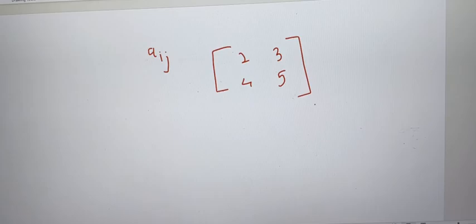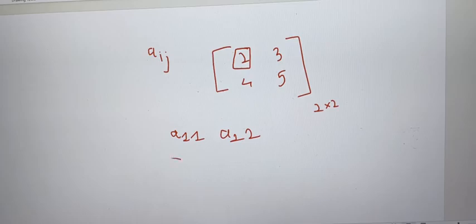Here I have 2 rows and 2 columns. Now if I have to represent this element in a general form, I can write it as a. What is i? i is which row it is. This is the first row, so 1. j is which column it is. It's the first column, so 1 again. Now if you want to represent 3, same thing: a, it's still the first row, but now it is the second column. This is the first column, this is the second column. Look vertically.